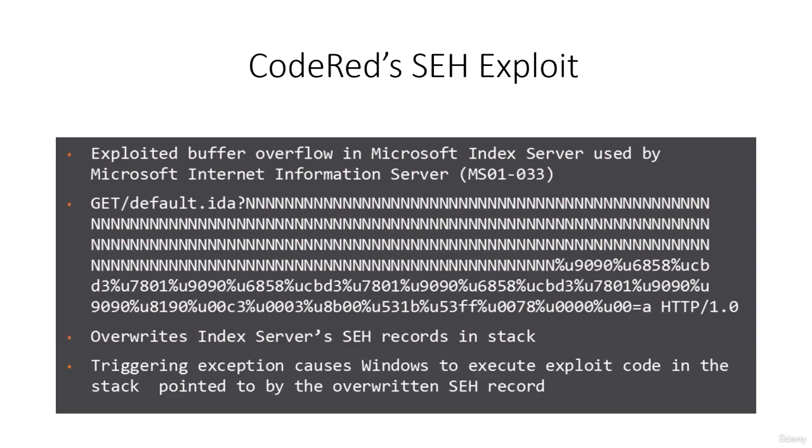This is the actual exploit code used by Code Red, and in the middle is the URL of the code that sends to the web server using HTTP, just as a web browser can. It overwrote the SEH record, which pointed to the exploit code on the stack. So Code Red ran its own exploit code using the normal Windows exception handling process. Very clever and very sneaky.